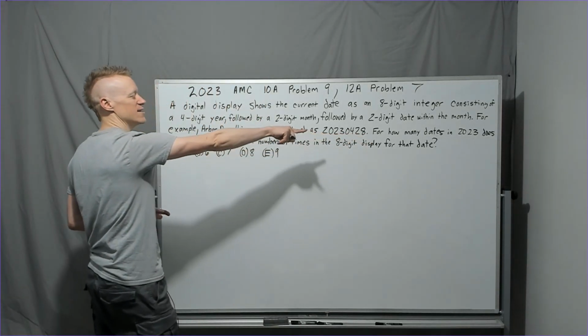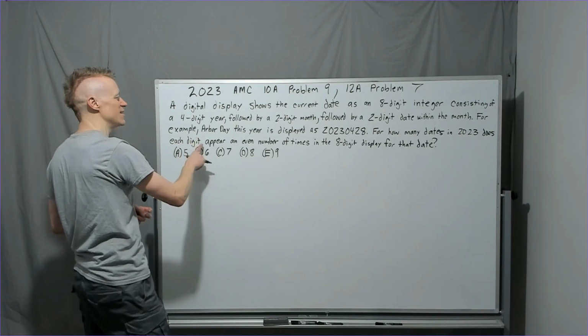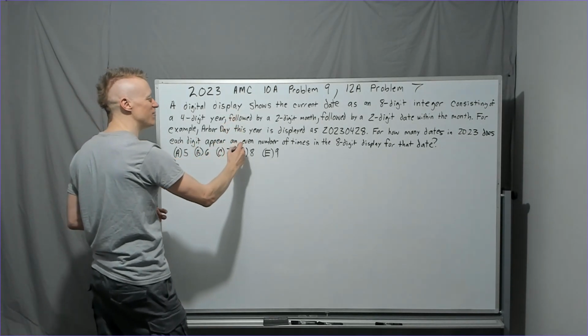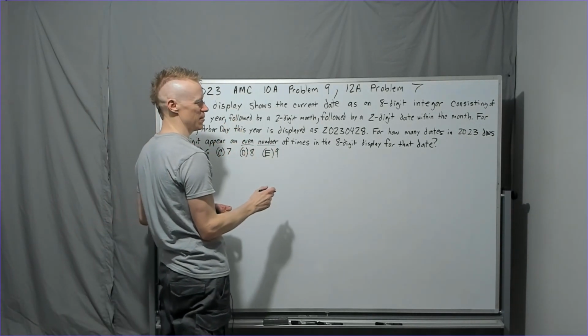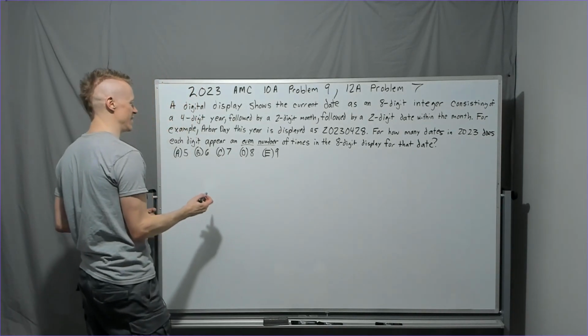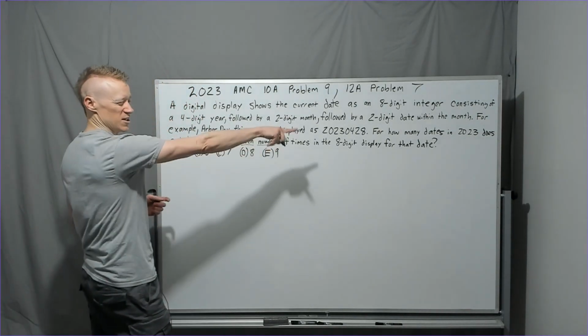For how many dates in 2023 does each digit appear an even number of times in the 8-digit display for that date? So we want 2023.